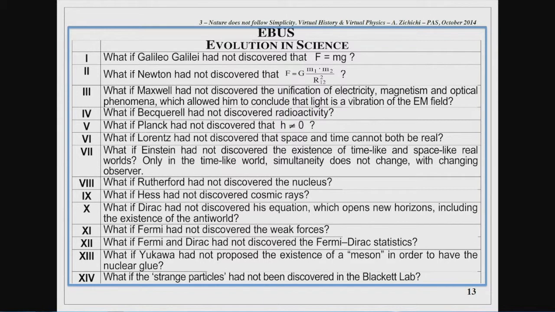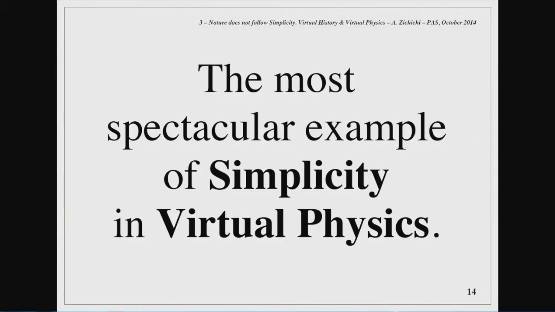Suppose that Dirac had not discovered the equation which opens new horizons, including the existence of the anti-world. Somebody else would have discovered. Yes. Thank you very much. Our chairman tells me that we have 5 minutes, so I have to jump to the conclusion. Otherwise, we stay here until tomorrow morning.